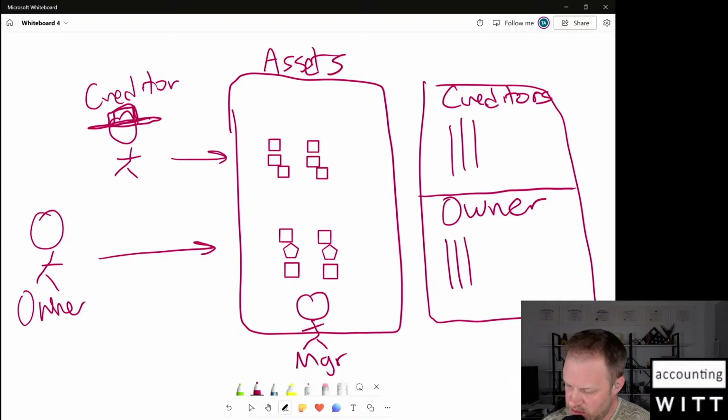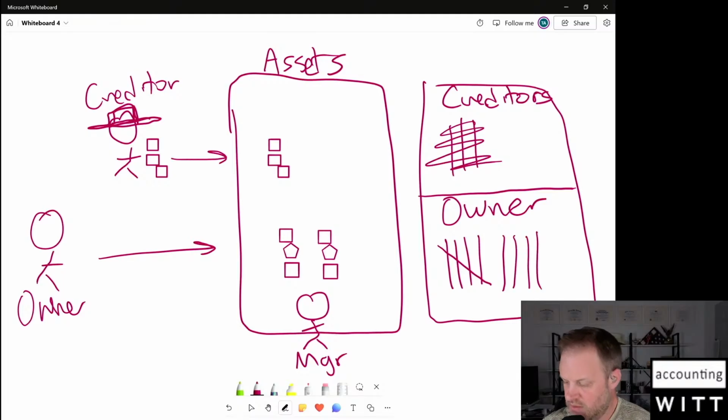And what happens is the creditors get theirs first. So when they get theirs back, then those go away. Let me show it different. Those go away when they get theirs back. And the amount that the owner gets is that many. They get 9.